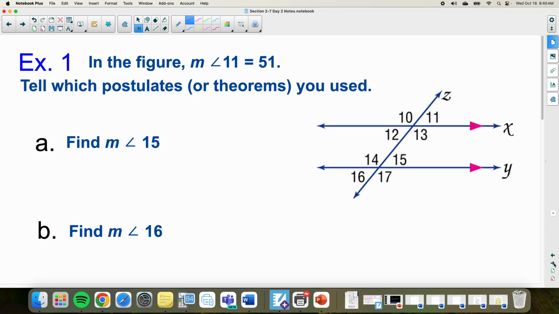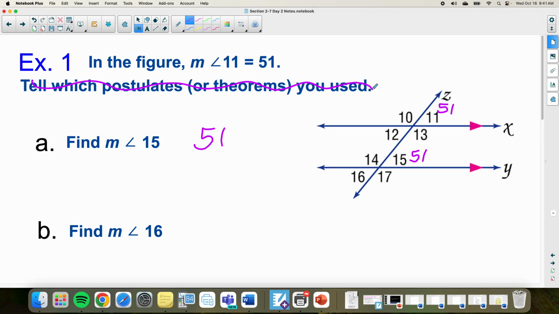Then, if we look at this, it says find the measure of angle 15, and what they give us is that angle 1 is 51, okay? Now, when they give us angle 1 and they ask us for angle 15, what do we know about 1 and 15? They are corresponding, so they're congruent. So do you guys get that angle 15 would be 51? And if they say today at all, tell which postulates or theorems you used, you do not have to do that, okay?